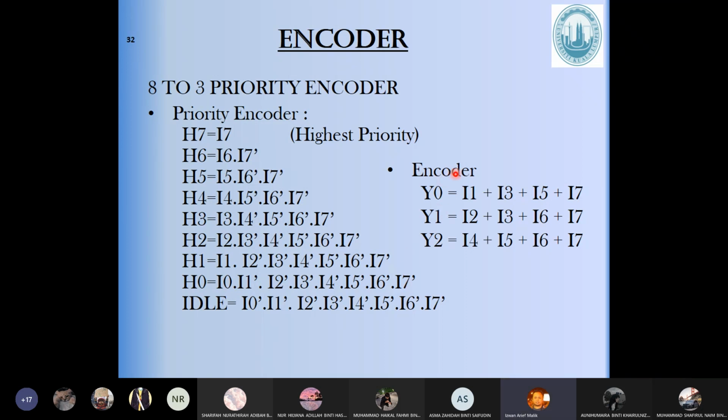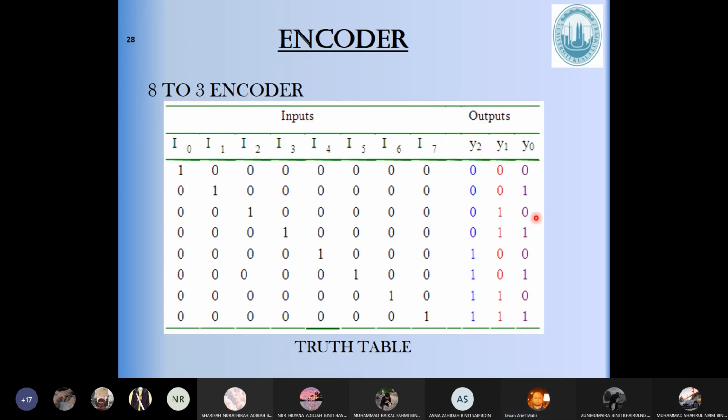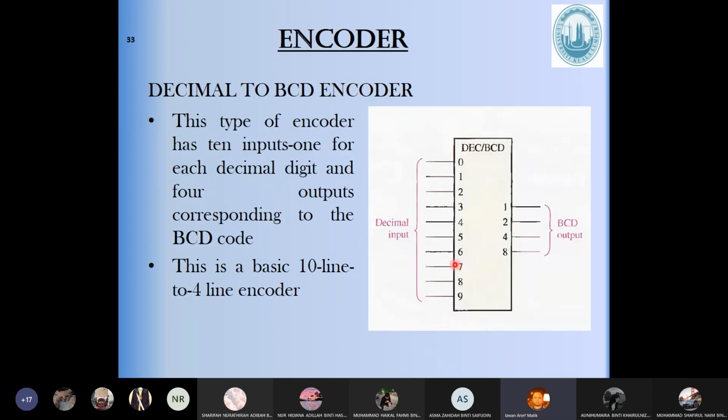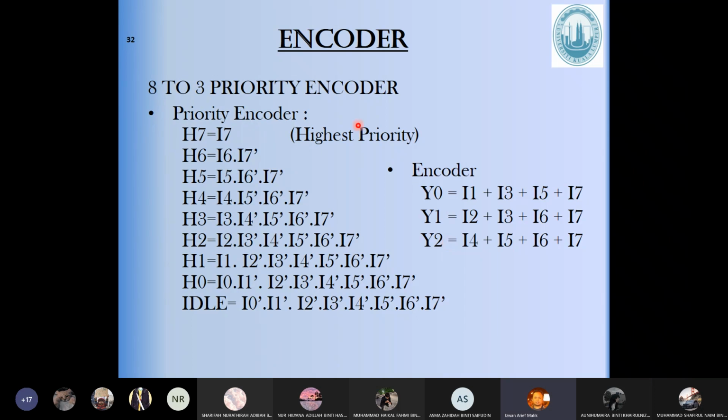So the boolean for Y0 it is equivalent to I1, I3, I5, I7. Y1, I2, I3, I6, I7. Y2, I2, I4, I5, I6, I7. Sama lah macam ni. Okay, jadi same thing with this one. Okay, so that is priority encoder.